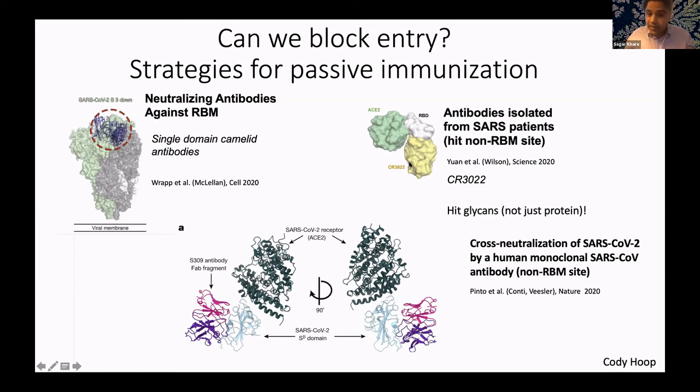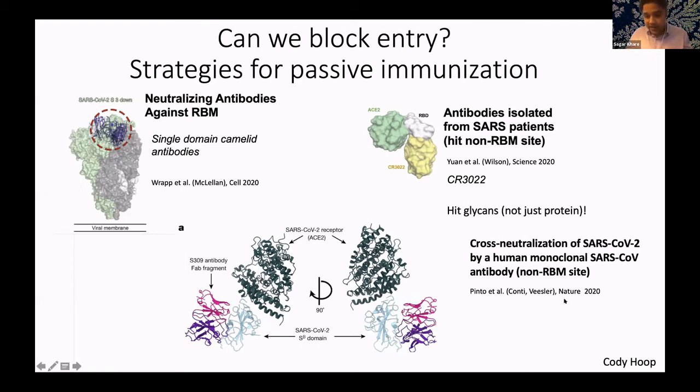So CR3022, this is the antibody that was isolated, binds the receptor binding domain in a place that does not compromise ACE2 binding. And it does not bind only to the proteins, but it also binds to those things that were fanning out, those green tails or the glycans, the sugars on the surface of the protein.